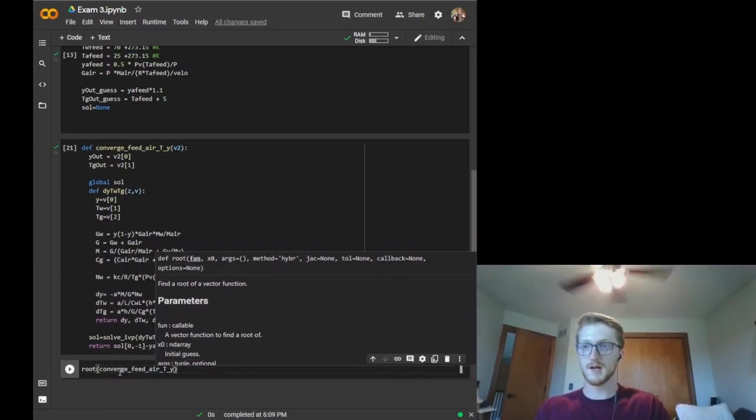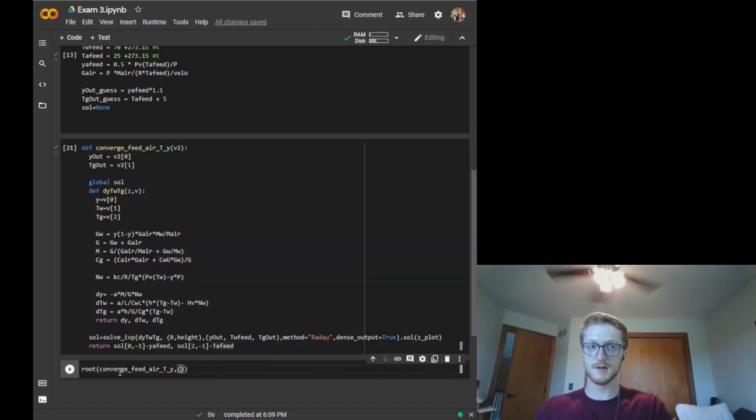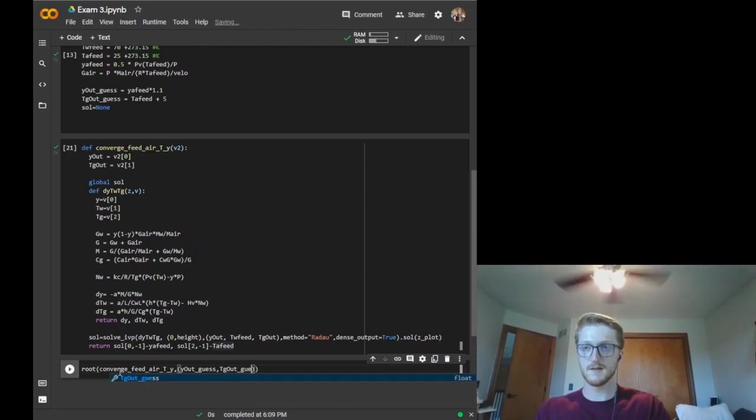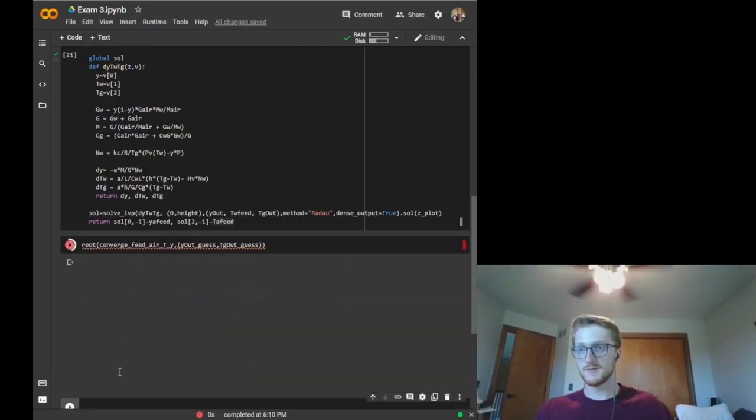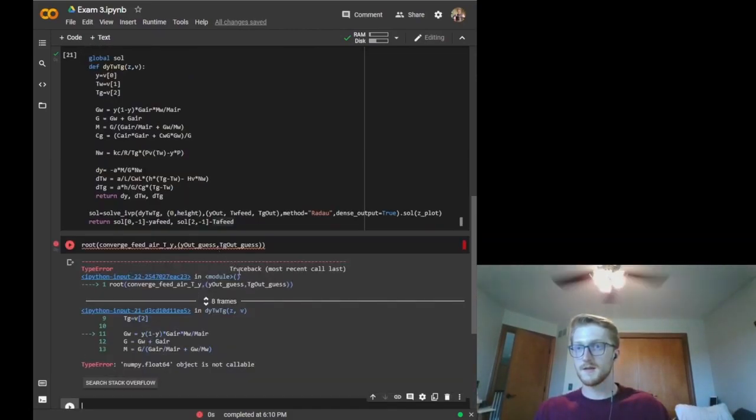converge feed air TY. And then we want to supply it with our initial guesses that we just made previously above, and so we can say that's the Y out guess, and then our temperature of our gas going out guess, and this should allow us to get our roots, saying that we have an error. P64 is not callable.